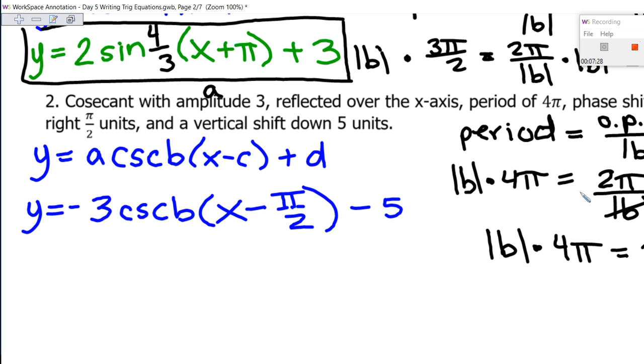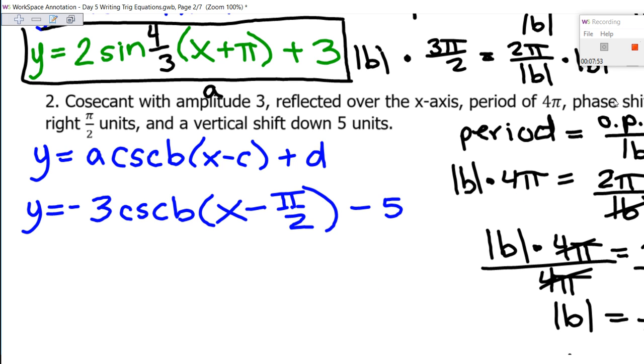What's my next step? Divide both sides by 4 pi. So that gives me the absolute value of b is equal to pi in the numerator, pi in the denominator. Those cancel. And 2/4 simplifies to 1/2. So if the absolute value of b is equal to 1/2, that means b is equal to 1/2.